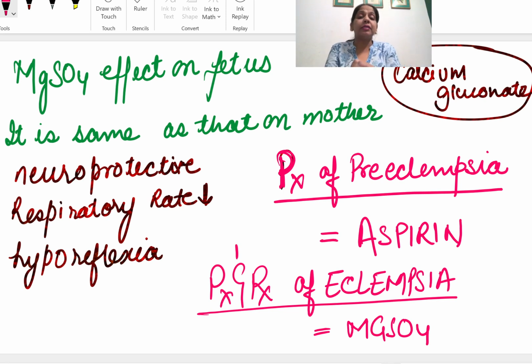What is the prophylaxis of preeclampsia? The prophylaxis of preeclampsia is aspirin, not labetalol. What are the prophylaxis and treatment of eclampsia? Both are magnesium sulfate. It is clearly written. What is the treatment of preeclampsia? Definitive treatment is delivery or termination. But the antihypertensive drug of choice is labetalol. Okay, good.